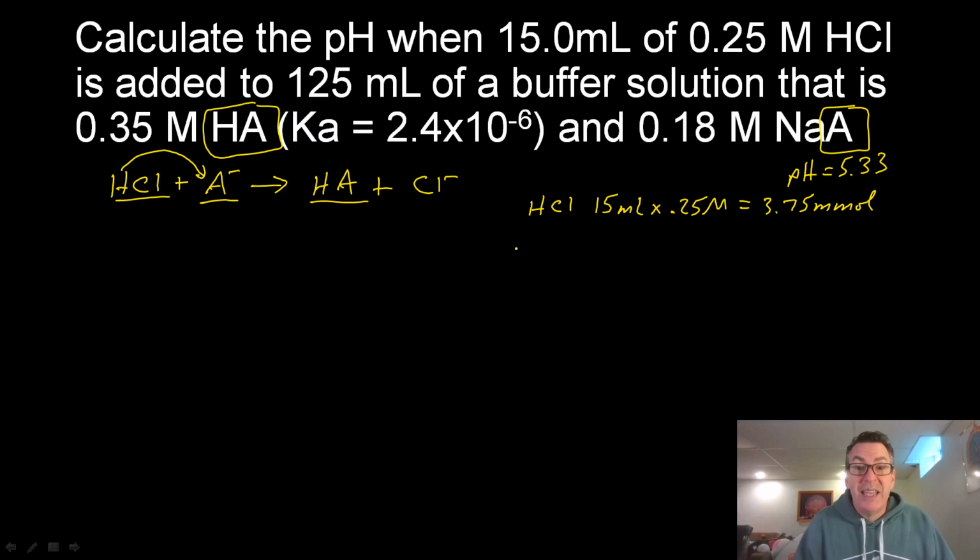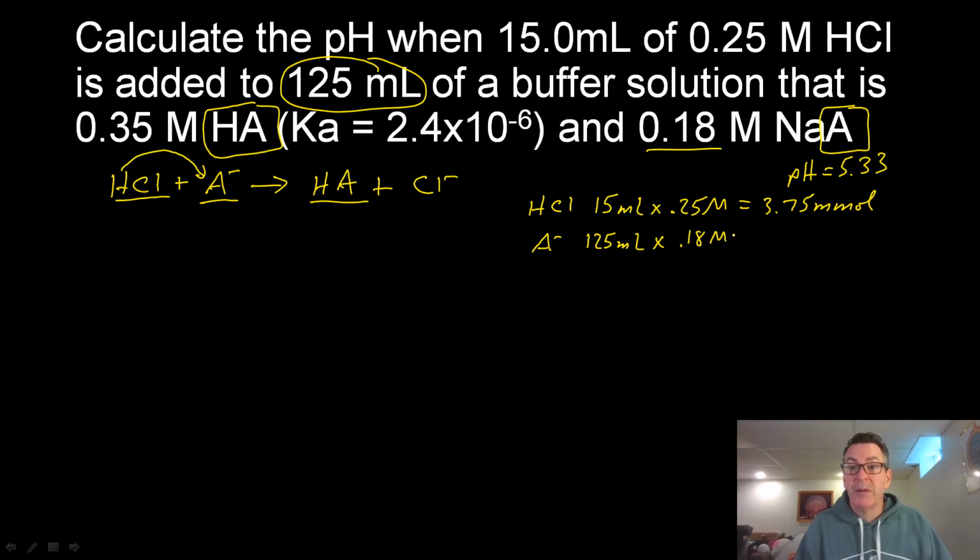Anyway, next is the A- ion. And so volume times concentration there. The A- is coming from that buffer solution. We've got 125 milliliters of the buffer solution, and the concentration of the A- component is 0.18 moles per liter. I try to use some weird numbers here because you don't always get regular numbers when you're doing a calculation. So I try to use some more strange numbers for that.